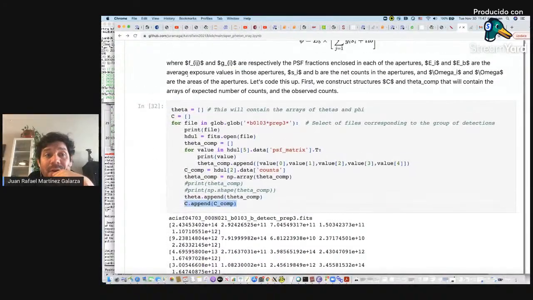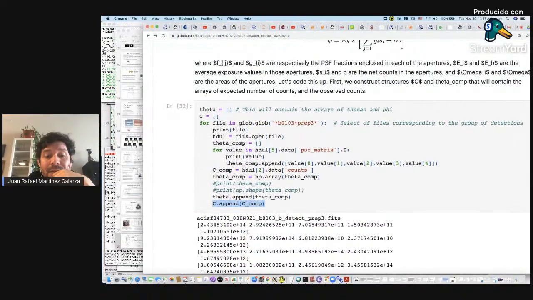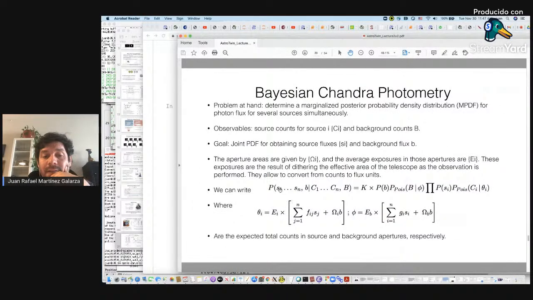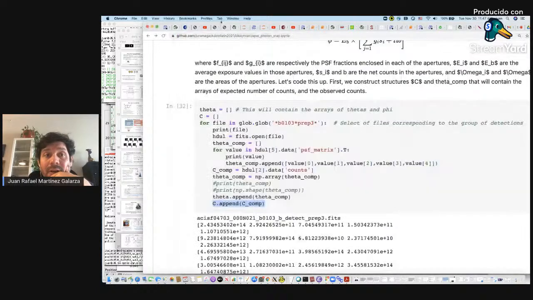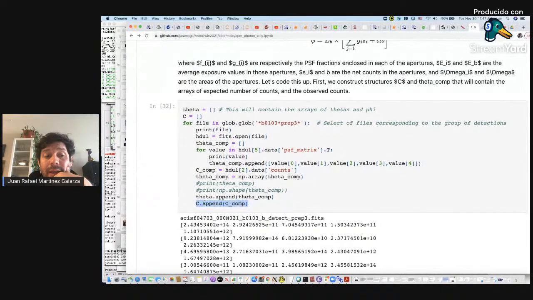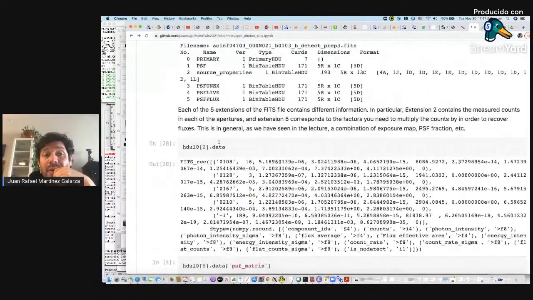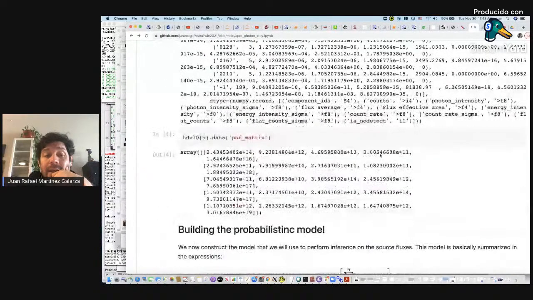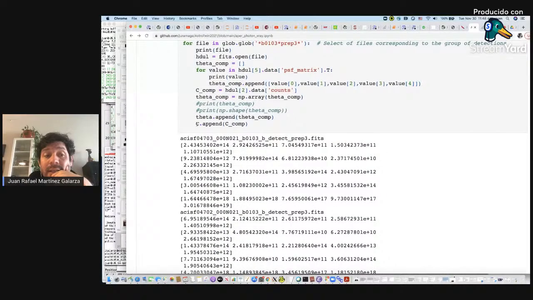Remember, if you remember from the lecture here, when we define the model on which we want to do the statistic, this is the likelihood of my quantities that I want to infer on, given my observed values. And those observed values I also have to provide. So in the code here, those values are contained in the prep3 files, in the second extension of the FITS files. And I have also created an array C that contains those values.